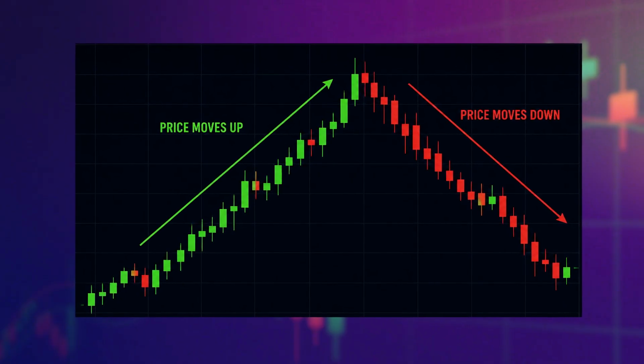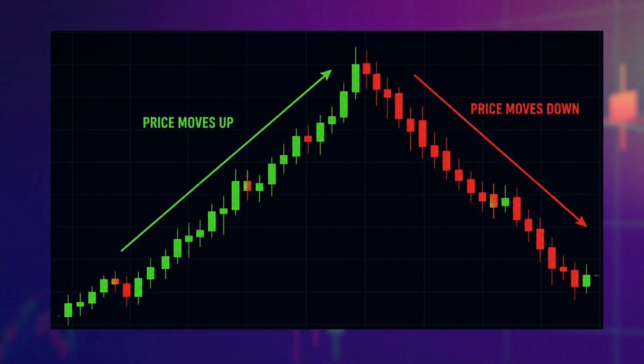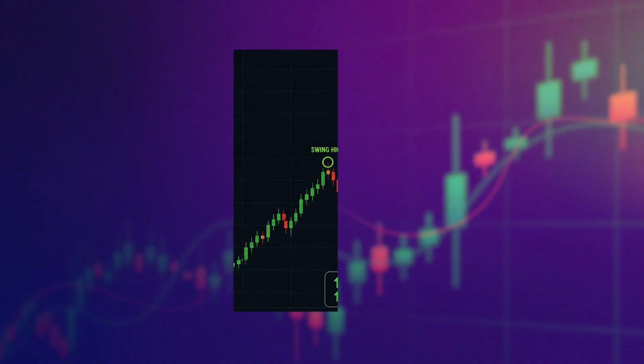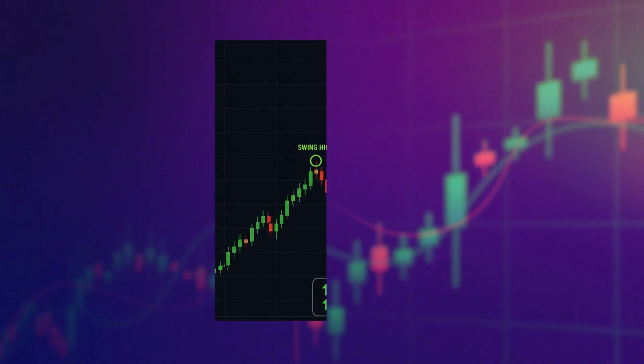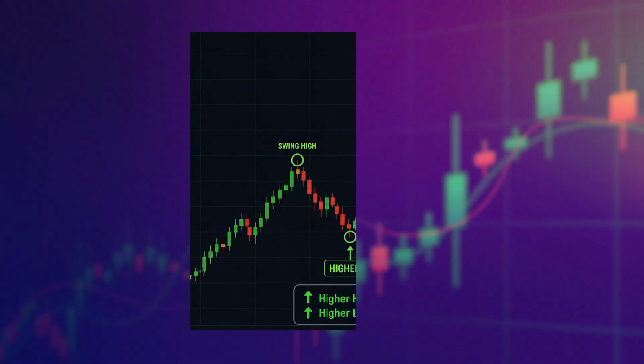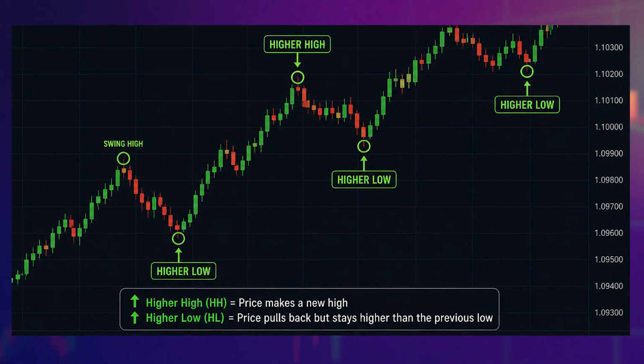Every wave has two simple parts, the move and the pullback. Now imagine, price moves up and creates a new high point. Then it pulls back, but not too much. And then it moves up again, even higher than the previous high. Now this shows strength. This is called a higher high and a higher low.